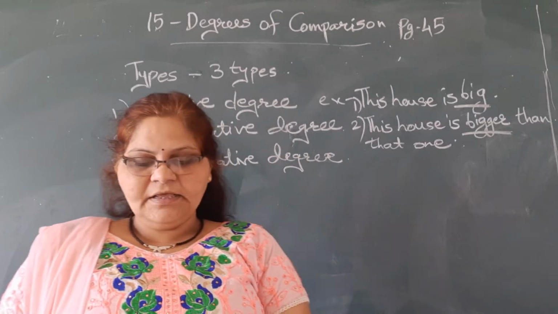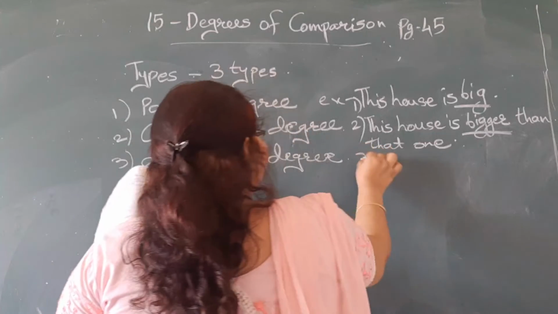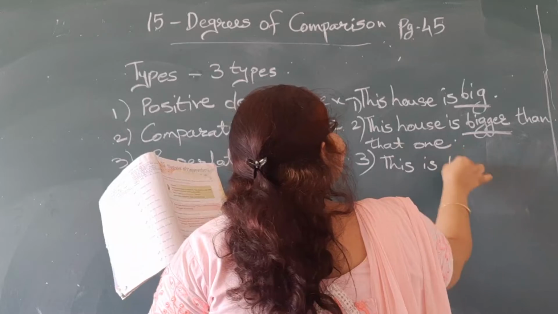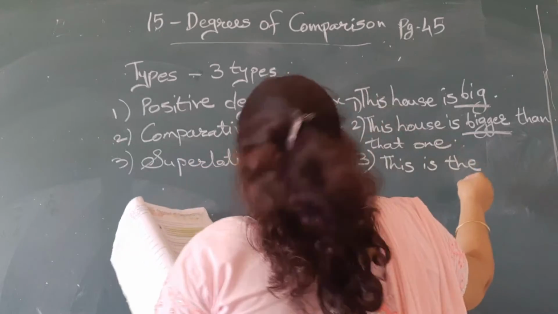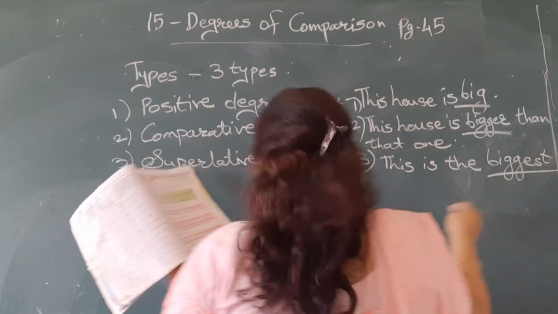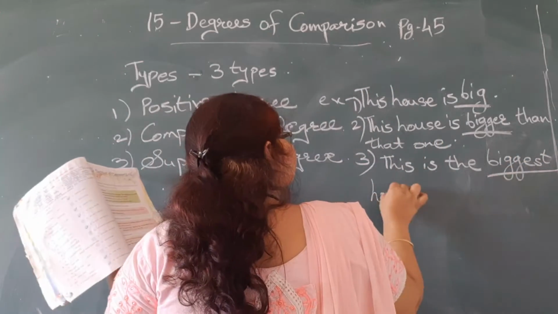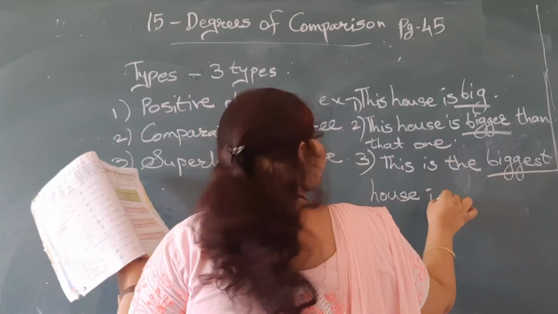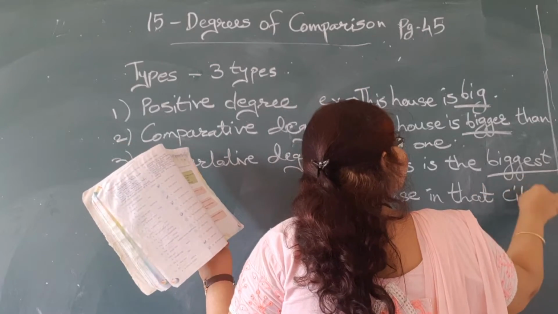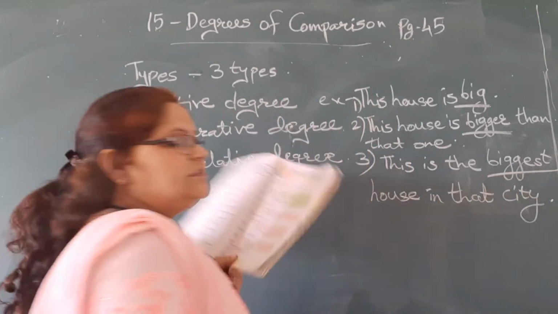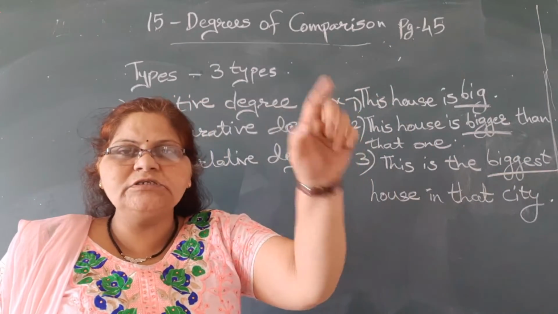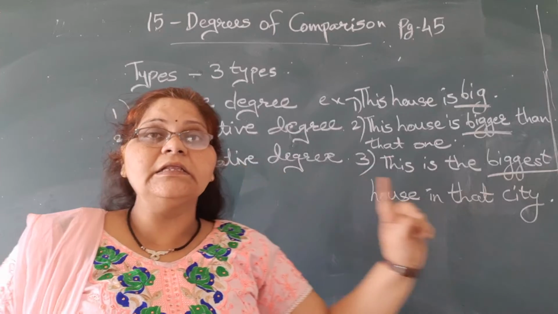So, example: here, this is the biggest house in that city. See, this is the biggest house. This specific house is the biggest in the city.